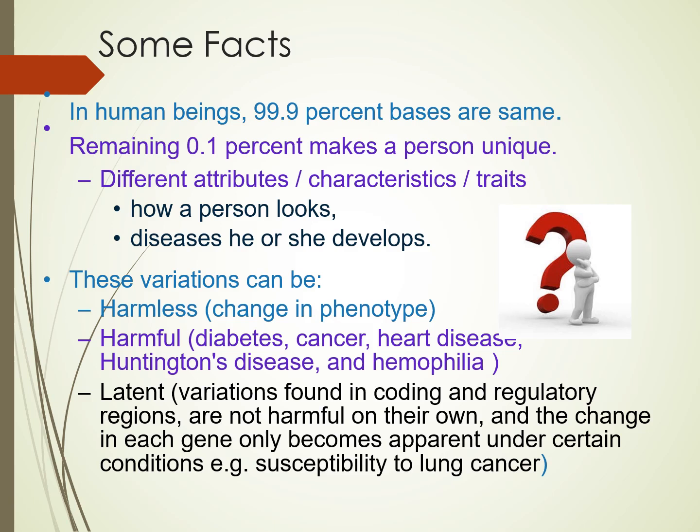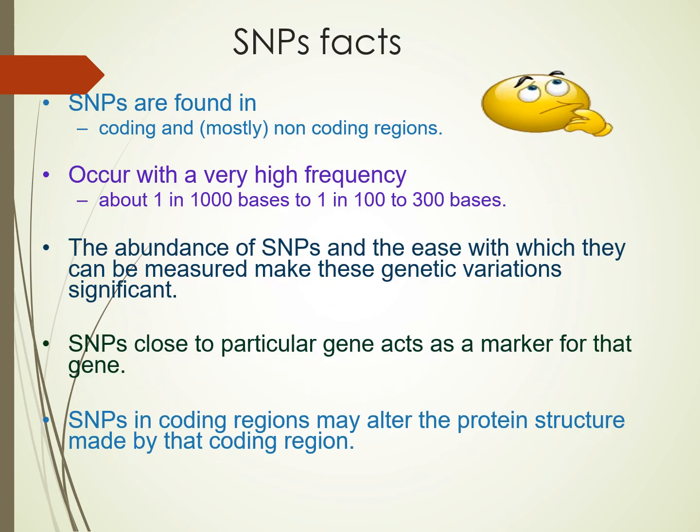Now suppose an individual has some SNPs in the genes which are responsible for tumor suppression, or for the DNA repair mechanism, or for regulation of the cell cycle. Then sometimes, due to an external stimulus, those genes lead to development of that particular disease condition. So some individuals are susceptible to lung cancer when they are exposed to some kind of carcinogenic compound. So that kind of variation is called latent variation.